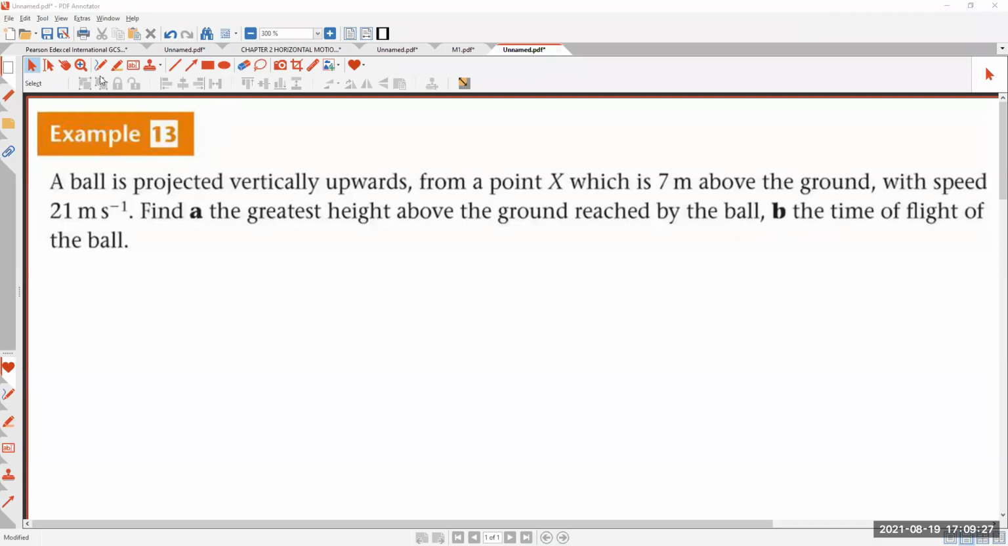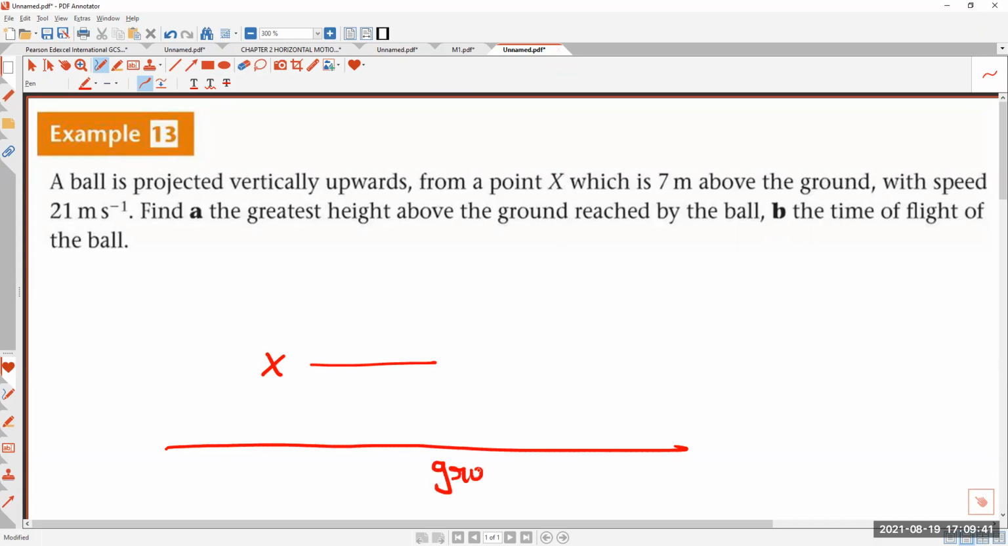Okay, so example 13. I asked you guys to do this now. A ball is projected vertically upwards from point X. So this is your point X, and this is your ground floor. For example, this is the ground. That point X is 7 meters above the ground. Now, with a speed of 21 meters per second, it goes up and then comes back down like this.